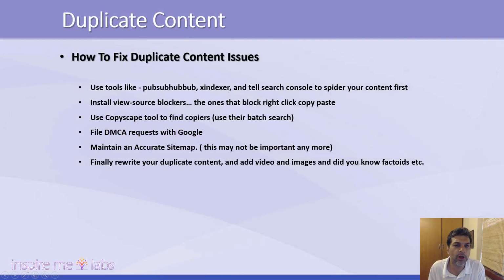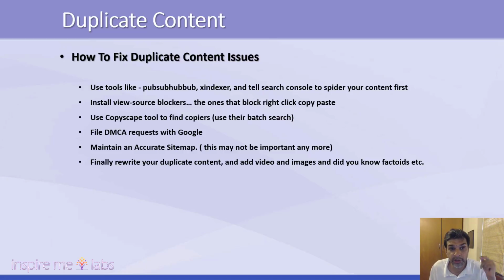So how do you fix duplicate content issues? Basically, you can try any of these. You can use tools like PubSubHubbub or Xindexer, and these tools will ping Google as soon as you post your content and tell Google to spider your content first. So whenever you're putting out new content, before somebody else comes and scrapes your site and takes all your content, posts it on their site because it has more authority, and Google indexes their site with your content before it crawls your site and indexes your page with the new content. That's why pingers are important.